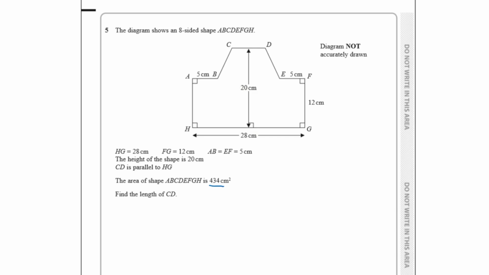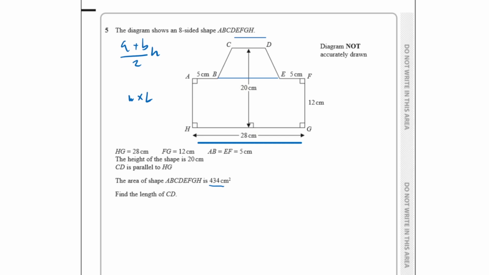Since CD is perfectly parallel to HG, we know that CD is a perfectly horizontal line, and we can use the equation (A plus B) divided by 2 times H to find the area of this trapezium. Then combine that with the area of this rectangle, which is width times length, and subtract that from 434 to find the length of CD.